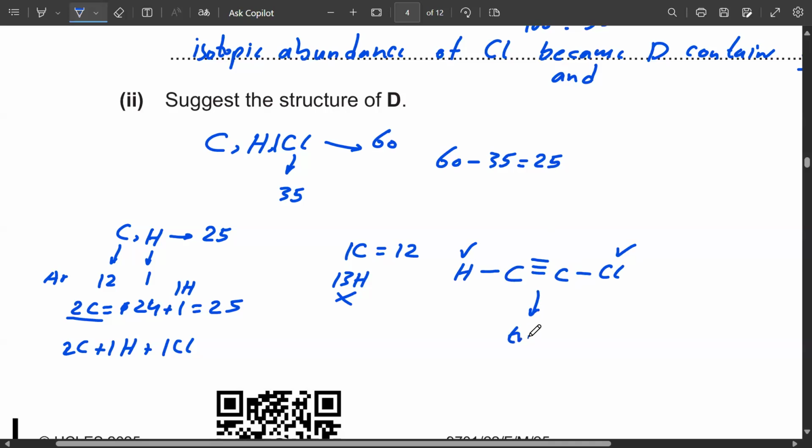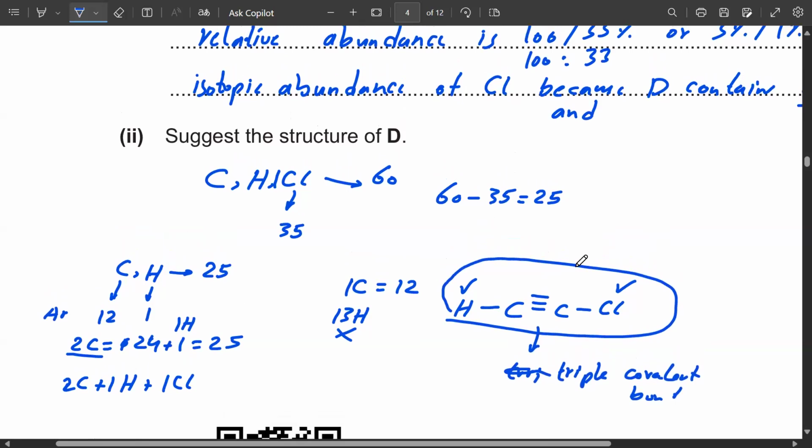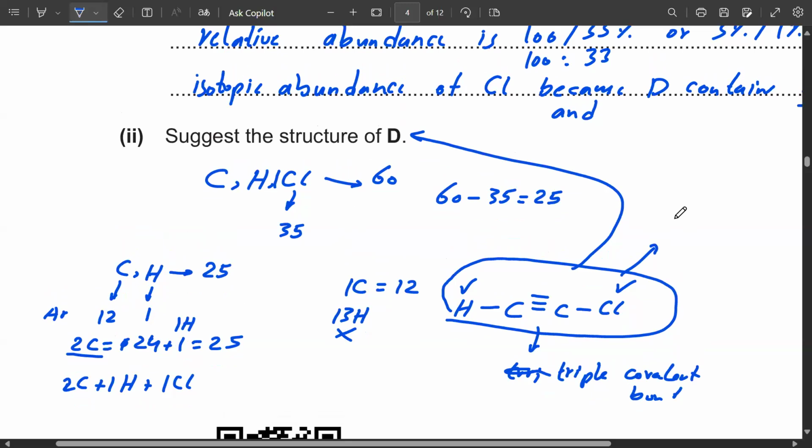You should remember it is a triple covalent bond. That's how we can have this type of structure. Now that is the structure of compound D. Hydrogen bonded with one carbon, which is bonded through a triple covalent bond with another carbon, and then chlorine. Or if you don't want to write the structure, you can write the molecular formula, that's also right. We will write C2HCl. That's also acceptable.